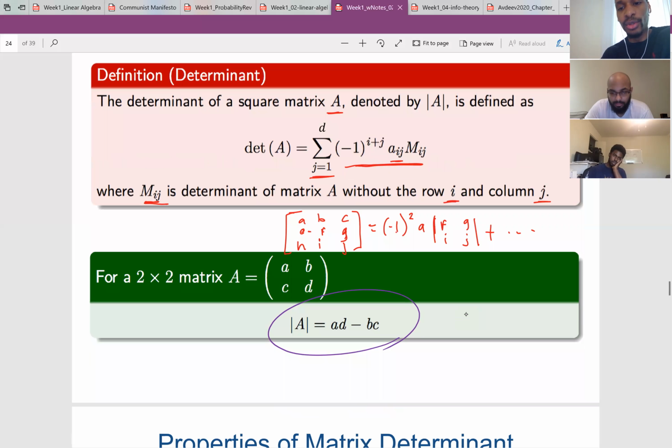Yeah, so you'll have MATLAB and so you can compute determinants easily. For a 2 by 2 matrix, it's just going to be AD minus BC, and you can check that it works. If you consider the M_IJ in this case, if you're at 1,1, then M_IJ would just be D, and so on.